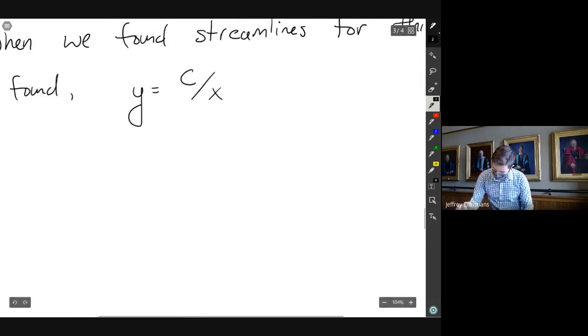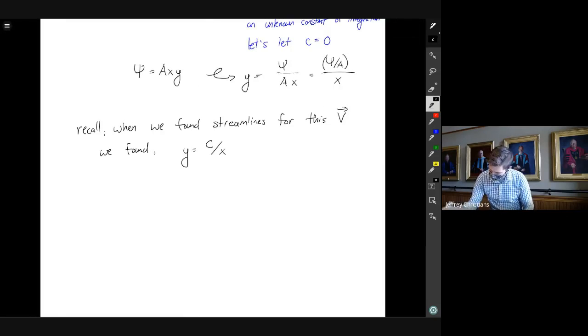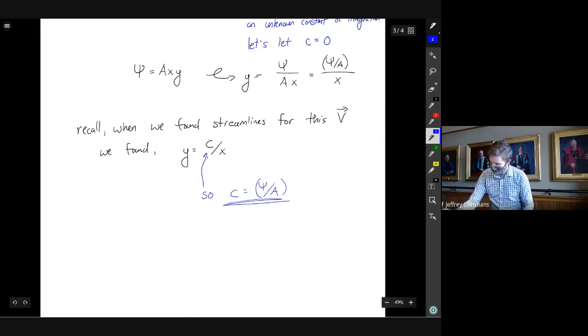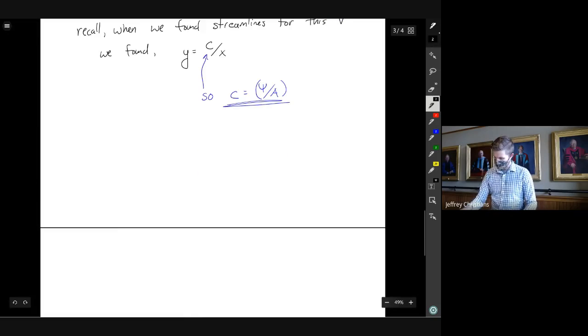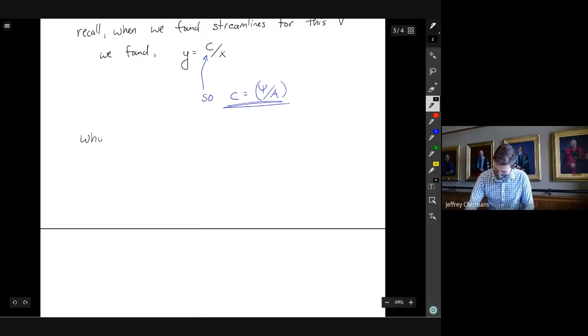So c here is equal to psi over a. The stream function psi has a direct relationship to this previously unknown constant c. But again, that doesn't tell us too much about why we care. So why did we do all of this math? Always a good question to ask.